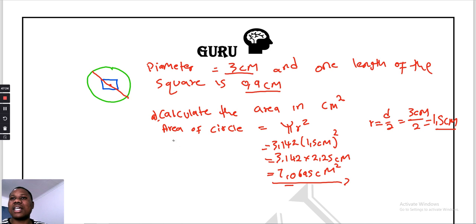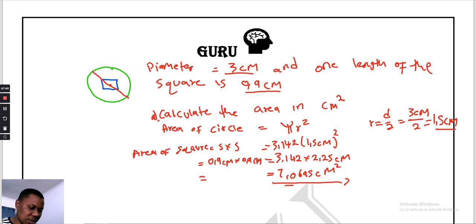So we can calculate the area of this square. So the area of the square is equal to side multiplied by side, which is equal to 0.9 centimeters multiplied by 0.9 centimeters, which is equal to 0.9 multiplied by 0.9, which is 0.81 centimeters squared. Okay, now what are we going to do?